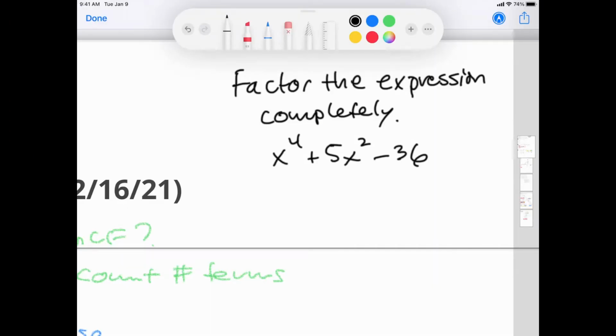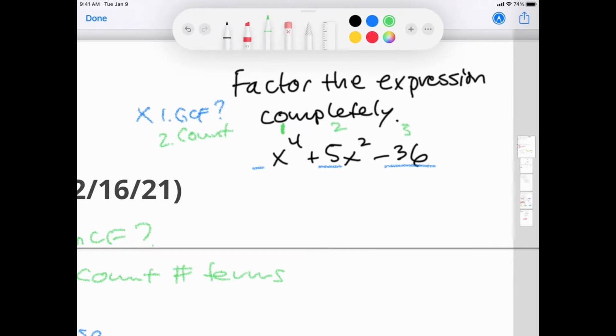All right, this is your question number 1. So let's go ahead and factor this problem. The first thing I'm going to do is make sure there are any GCFs. And the answer is no. 1, 5, and negative 36, there is no GCF, okay? The second thing I'm going to do is count the number of terms. There are 1, 2, and 3 terms here, okay?